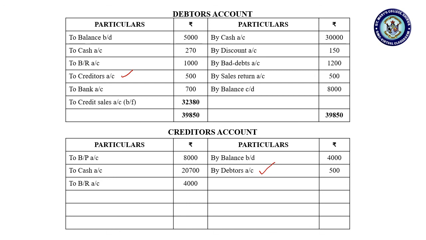Next one, that is purchase return. Creditors account debit to purchase return. So it is to purchase return account 200.